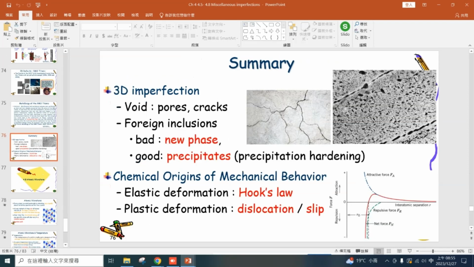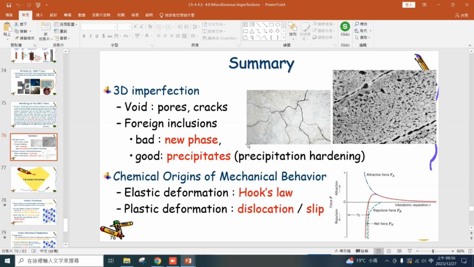For the three-dimensional defects, here is the summary. So first one, we have three-dimensional imperfection. We have void, which is pores and cracks, right? And also foreign inclusion means that you have impurities in. This void means it's not an impurity, it's vacancy, which is in terms of zero-dimensional defects, right? So foreign inclusions, for the bad one, you generate a new phase which you don't like. For the good thing, we call precipitates.